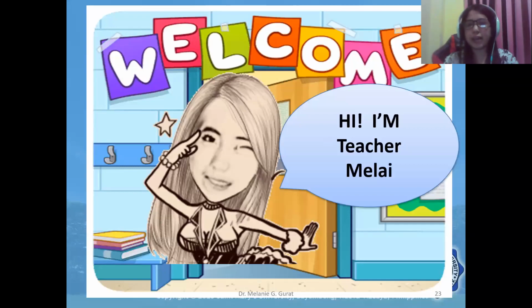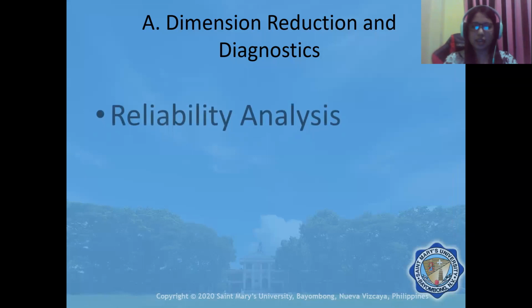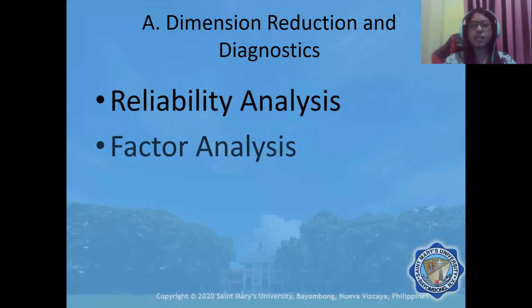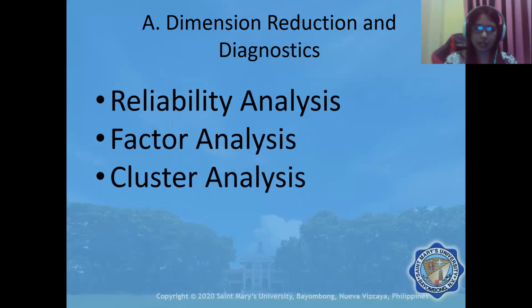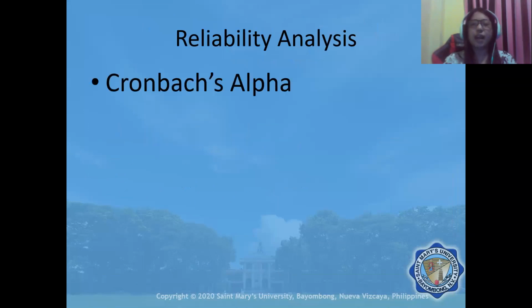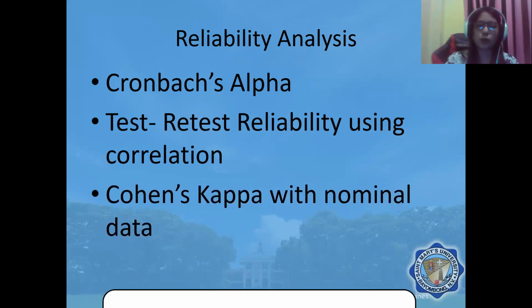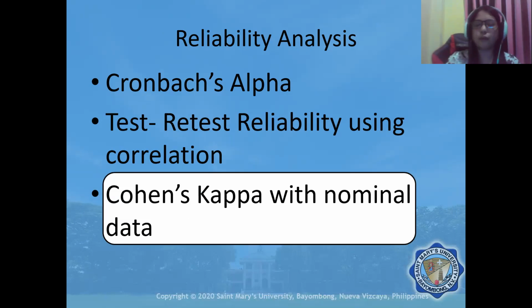So I'm teacher Melay, and today we will still discuss, or this is still the continuation of our discussion on dimension reductions and diagnostics test. So we have reliability analysis, factor analysis, and cluster analysis. But in this video, we will just focus on reliability analysis. And for reliability analysis, we have Cronbach's alpha, test-retest, but we will only focus on Cohen's kappa with nominal data. So we have separate videos for Cronbach's alpha and test-retest reliability using correlation.